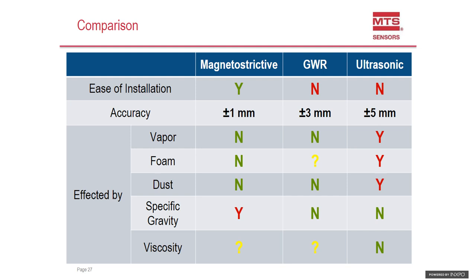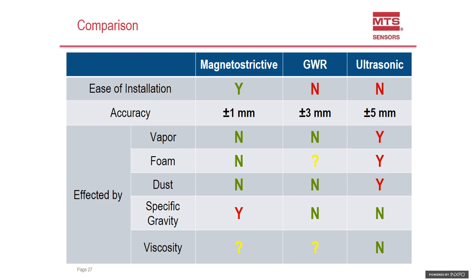So for vapors, for gas blankets, gas layering in the air, the magnetostrictive is not effective, the guided wave radar is not, but the ultrasonic is. For foaming, magnetostrictive is not affected. Depending on the guided wave, it can be affected, and then the ultrasonic is affected. Dust, guided wave, and magnetostrictive are fine, ultrasonic is not.